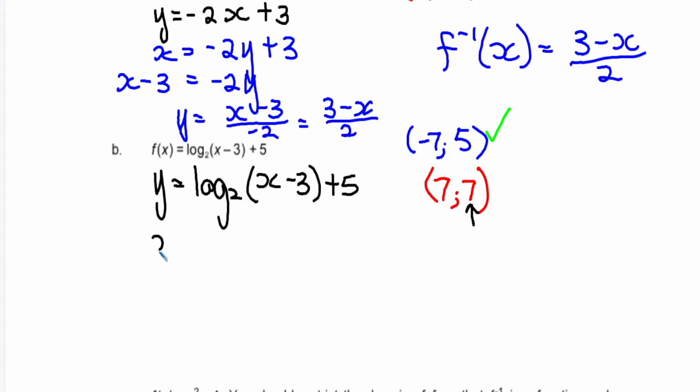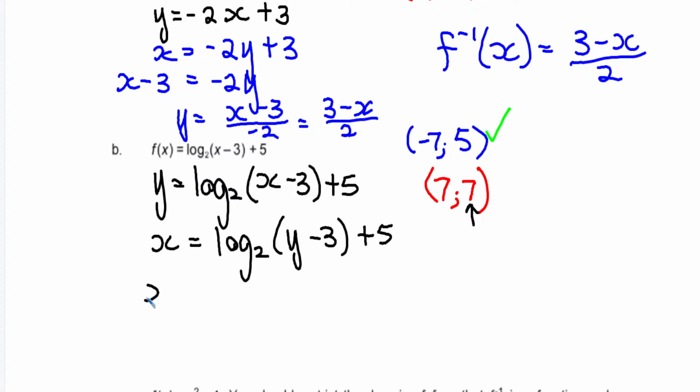I'm going to swap x and y around exactly like I did last time: x = log base 2 of (y - 3) + 5. Now I need to get the y on its own. I'm going to take it out of log form and put it into exponent form. The base is always the base. I'm going to subtract 5 from both sides first. x - 5 equals log base 2 of (y - 3).